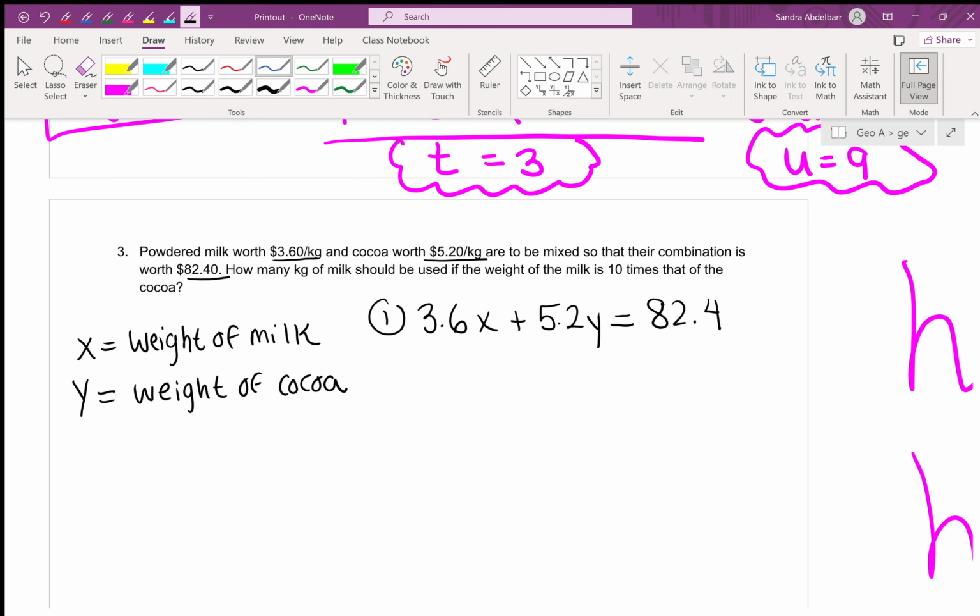Second equation. All right, how many kilograms of milk should be used if the weight of the milk is 10 times that of the cocoa? All right, we're not talking about their financial value anymore, right? Now we're just strictly talking about the weight. We know the weight of the milk is X, the weight of the cocoa is Y. So they're saying, what did we say milk is represented by? X is 10 times that of the cocoa. So how am I going to represent that? 10Y.